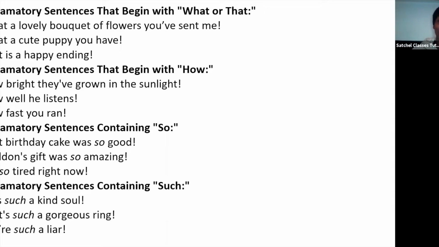However, we could make these exclamatory sentences into interjections when we take out the verbs and the sentences. So they would become something like, what lovely flowers! Such a kind soul! Such a gorgeous ring! Such a liar! So you can see that you're changing the sentences into interjections.